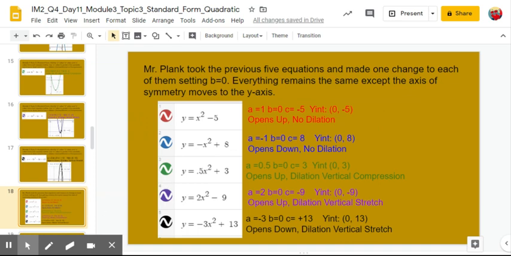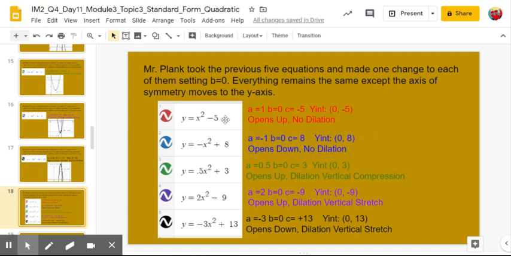I gave you the exact same equations, except I set b equal to 0 on all these. So you notice that it's just going to be y equals x squared minus 5, y equals negative x squared plus 8, y equals 0.5 x squared plus 3, and so on. So these are the same equations, except now they don't have x to the first degree. It's the only difference. So everything else stays the same. Your a value is the same, your c value is the same. So the opening up or down, the dilation factor, and the y-intercept are all exactly the same.